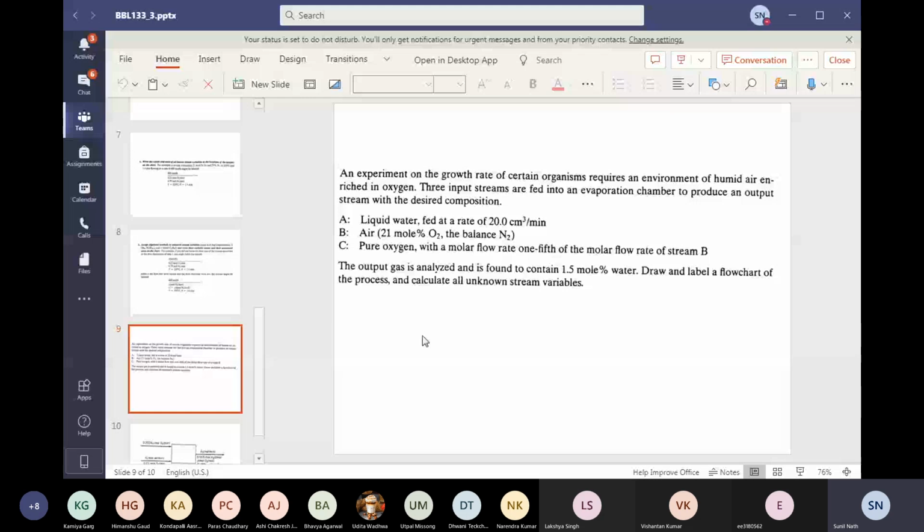Because if Q volumetric flow rate of air is flowing in, 1/5 of Q is also flowing in a separate stream, which is a single component pure oxygen stream. So its molar flow rate can be 1/5 of the molar flow rate of the stream in B.